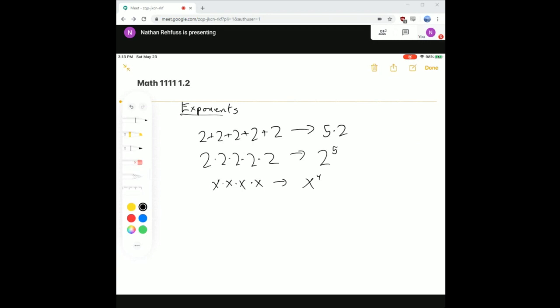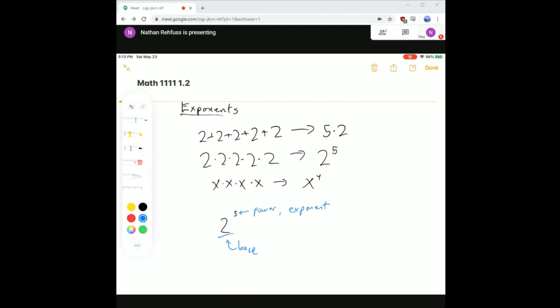Let's see. So the parts of this expression, if I write something like 2 to the 5th, I'm going to call the number 2 the base. And this little 5 here, we could call it the power or the exponent. I have some terminology like this throughout the course just to make sure we're all talking the same language. So I could read this expression as 2 to the 5th power, or 2 raised to the 5th power.